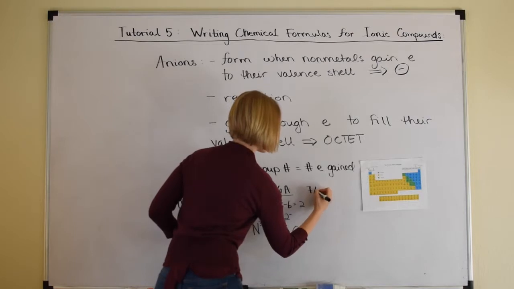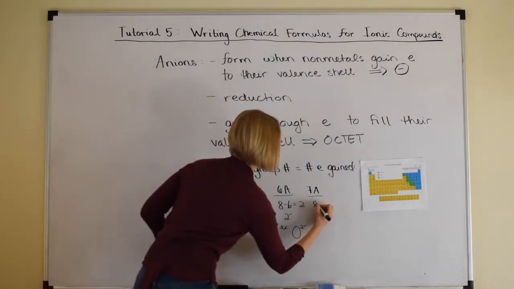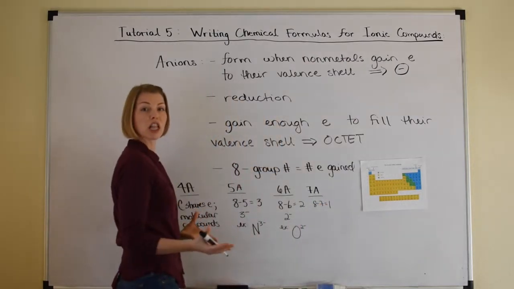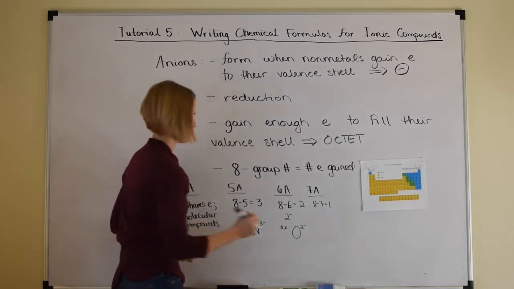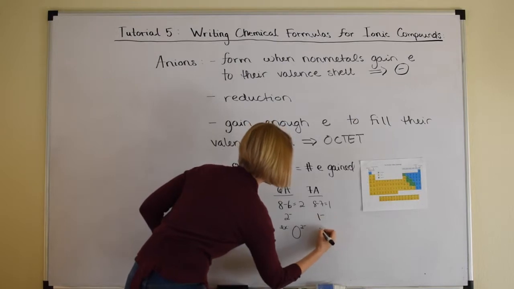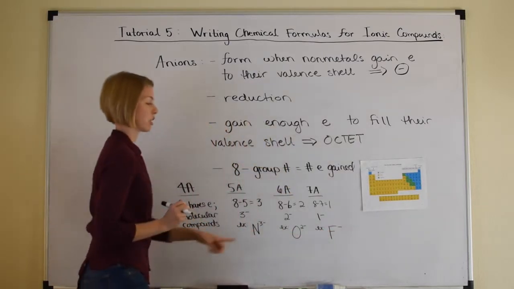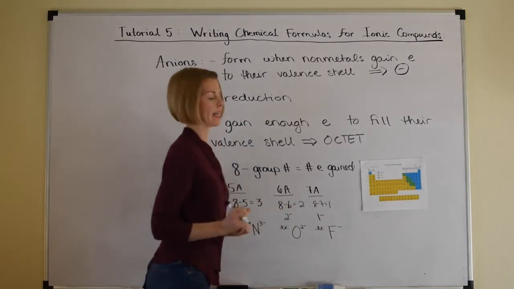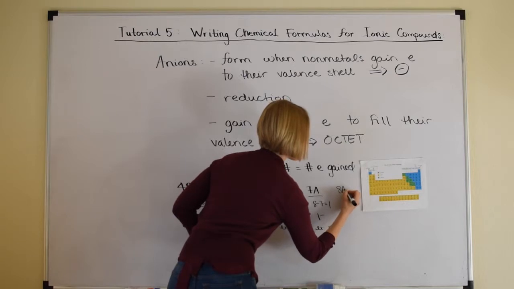Halogens, group 7A. They have 7 valence electrons. So 8 minus 7, they all need to gain 1 more electron to fill up their valence shell and achieve octet, that stable noble gas electron configuration. So they all obtain a 1 minus charge. As an example, let's write fluorine with a 1 minus charge. And again, you don't write the 1 here, you just write the minus, and it's assumed that it's a 1 minus then.